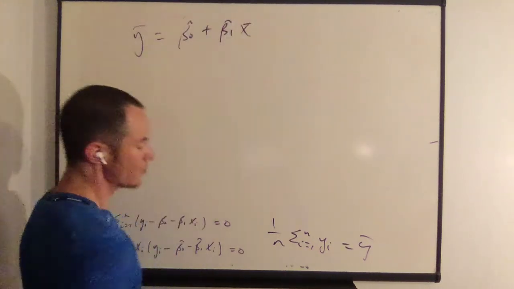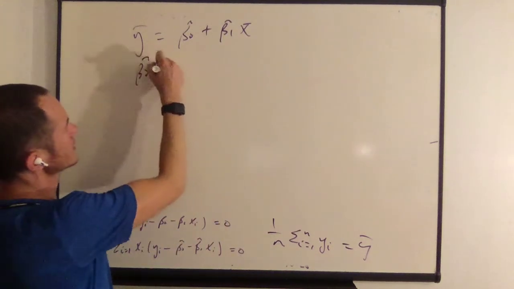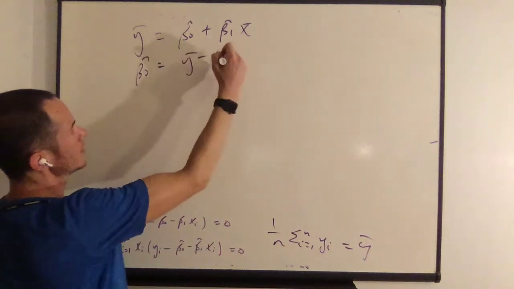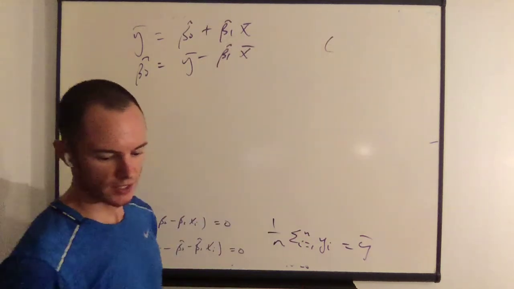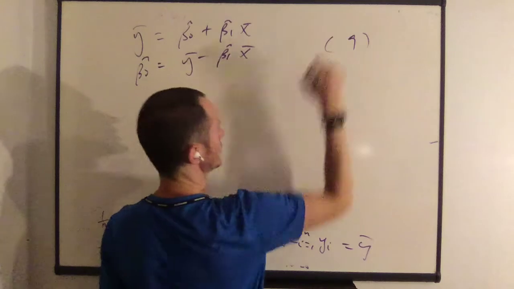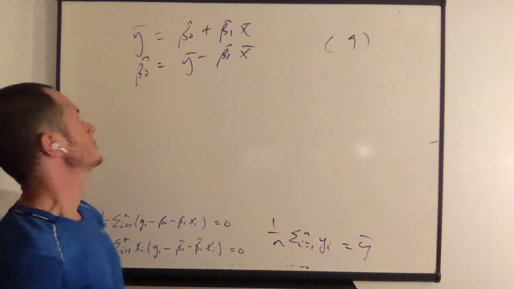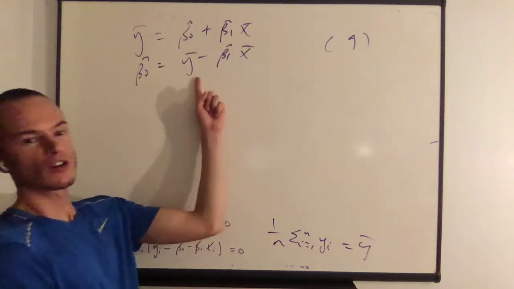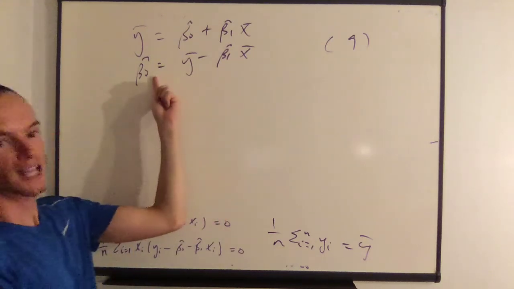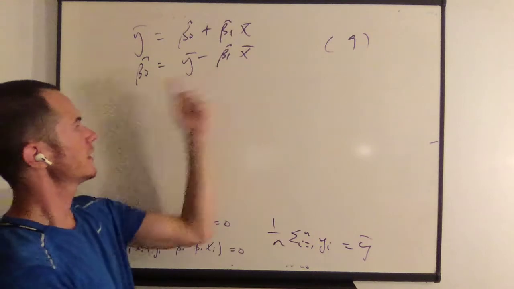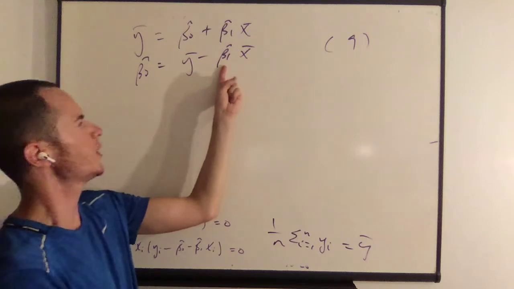All right, let's rewrite this in terms of beta naught. Beta naught hat is equal to y bar minus beta 1 hat times x bar. Let's call this equation 9, for my sanity. Good. So now we have solved for an expression for beta naught hat. This is the expression that identifies beta naught hat, but it is still a function of beta 1 hat, so we need to figure out what beta 1 hat is.